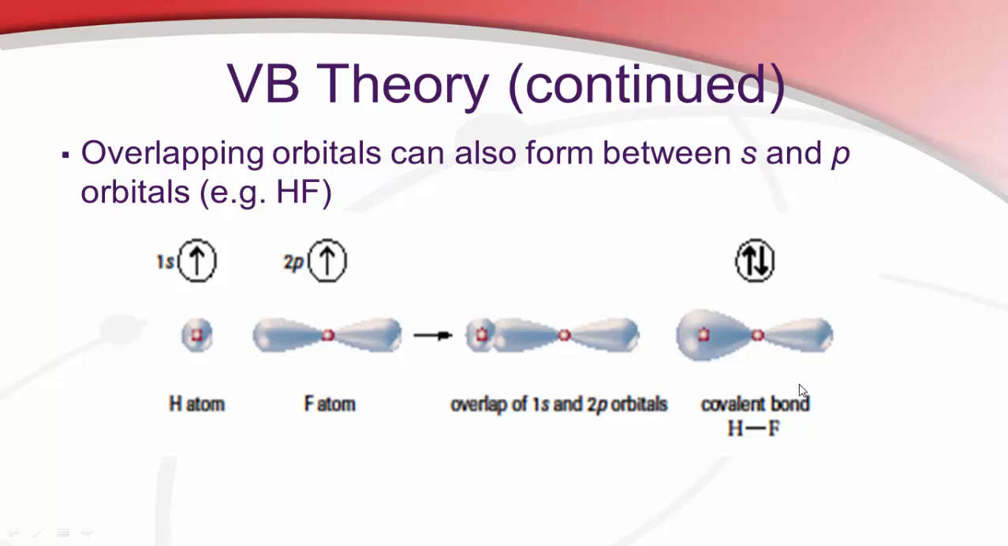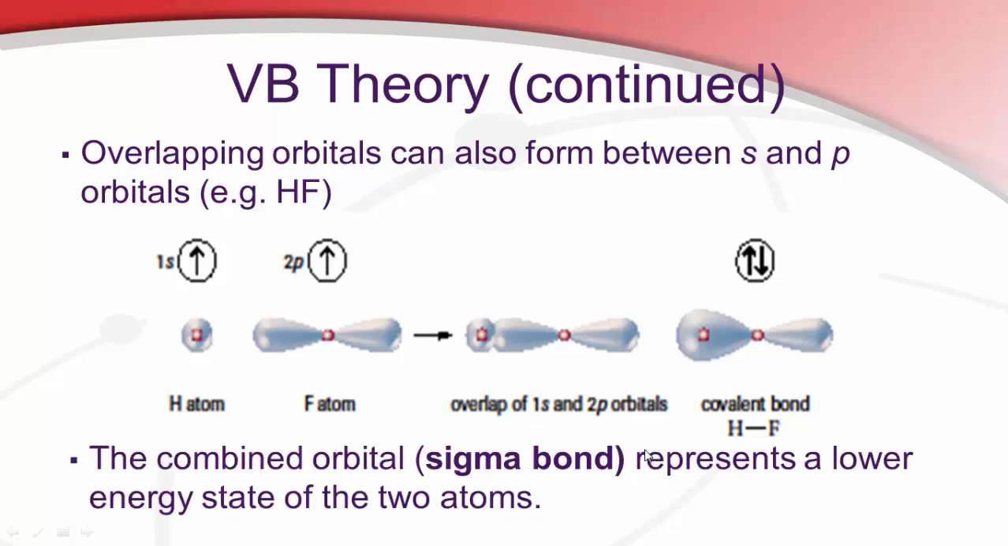So our covalent bond between hydrogen and fluorine is an overlap of a 1s and a 2p orbital. This is still a sigma bond. And, like with the hydrogen case, it's a lower energy state for the two atoms. So the two atoms, when they don't form a bond and have unpaired electrons, are in a higher energy situation. When they combine together to share those electrons and pair them together, it's a lower energy situation. And that's where the bond comes from.